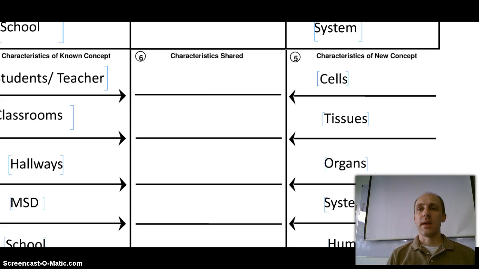Now, how does that relate to this middle section here on characteristics shared? So what I want you to do is read in your textbook the sections. First one is called cells form tissues, and then on the next page it's tissues form organs, organs form systems, and on the back, working together. So you're going to read through that section and then find out how this is described in the book. Okay, how does that help you figure out how these characteristics are shared between cells and the students and the teacher?